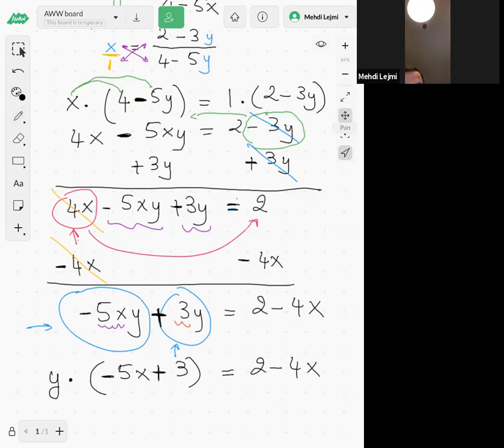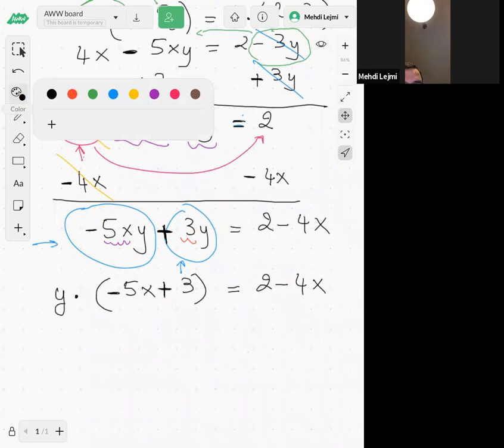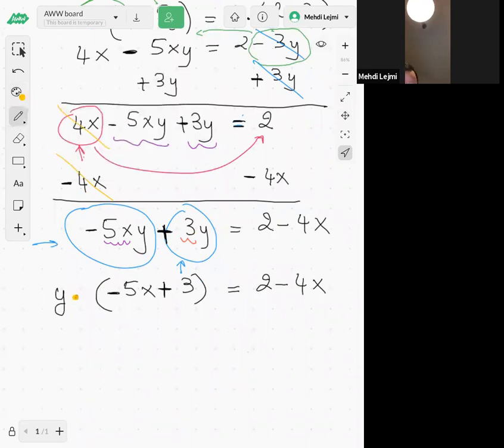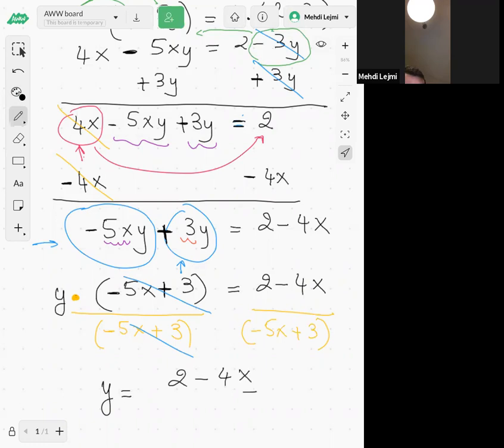Okay. Now, I'm going to just divide, because, as I said, this is multiplication, right? So the opposite operation would be division. And I'm going to divide, of course, by the same thing on both sides. Okay, so then my y would be equal to 2 minus 4x over minus 5x plus 3. So as I told you, Sean, your answer is almost correct. It's just it should be minus 5x instead of plus 5x.